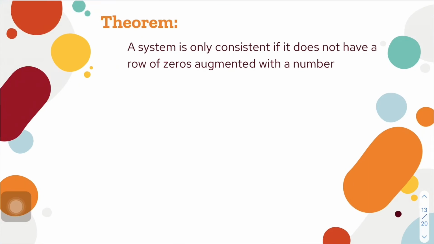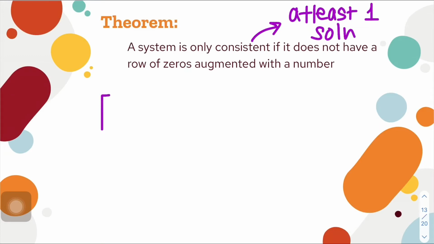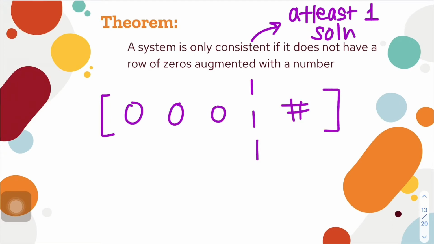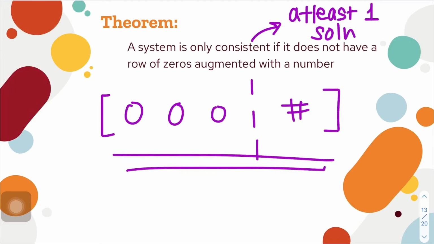This is a theorem that's really important. A system is only consistent, which means that it has at least one solution, if it does not have a row of zeros augmented with a number. So what it's trying to say is, let's say you have a row of zeros augmented with any number. So I'm just going to put a number right here. This would mean that the system is inconsistent.